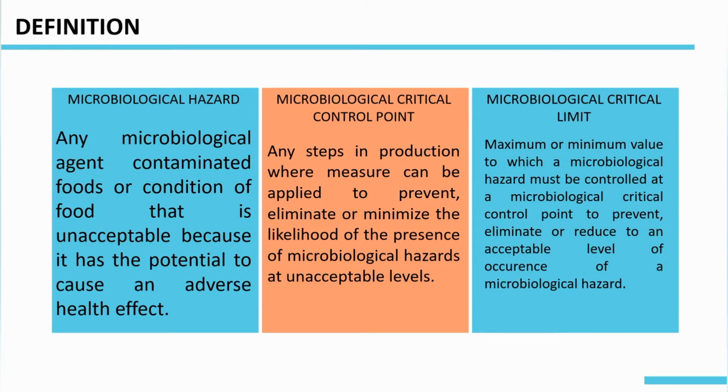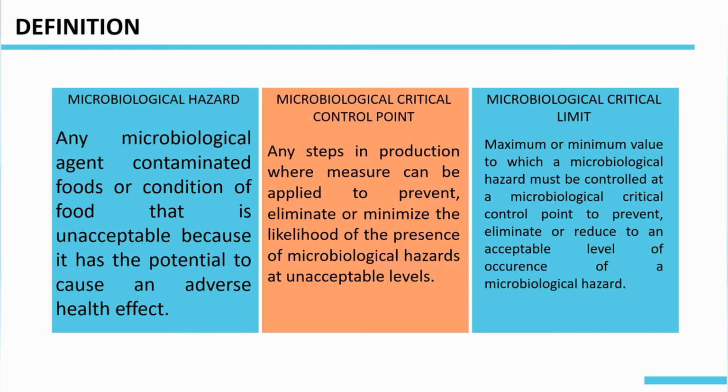Microbiological hazard is defined as any microbiological agent, contaminated foods or condition of food that is unacceptable because it has the potential to cause an adverse health effect, while microbiological critical control point is any step in production where measure can be applied to prevent, eliminate or minimize the likelihood of the presence of microbiological hazards at unacceptable levels.